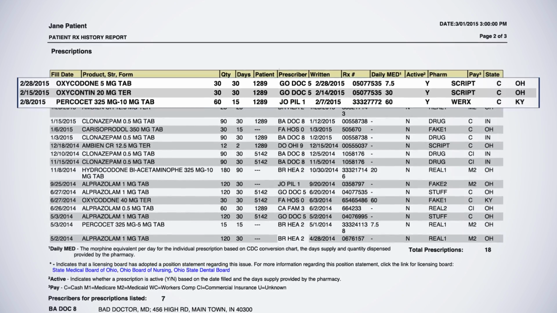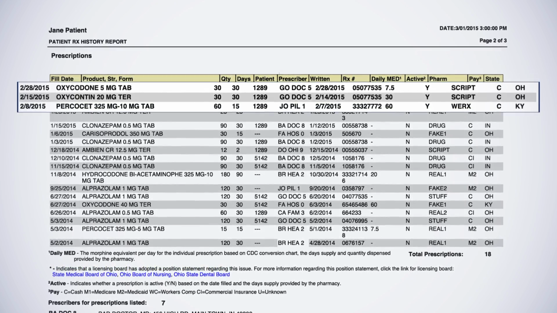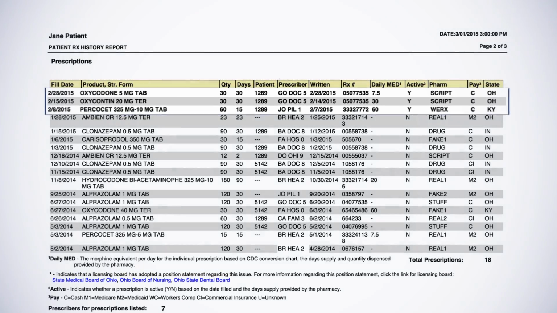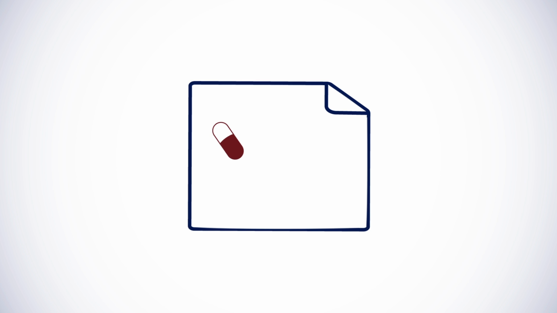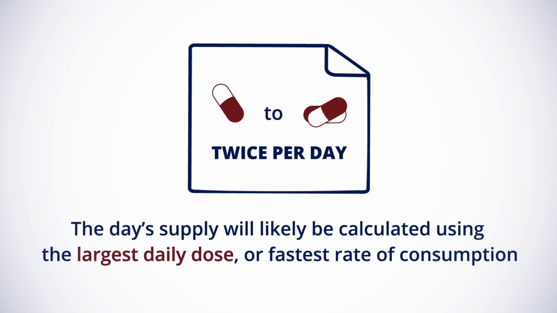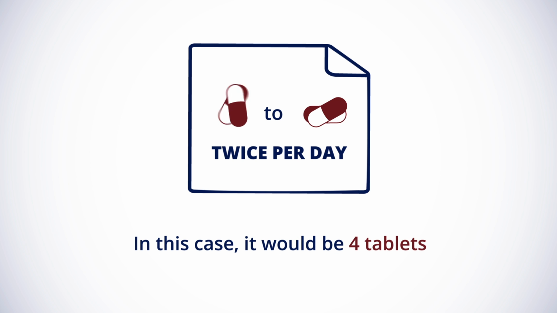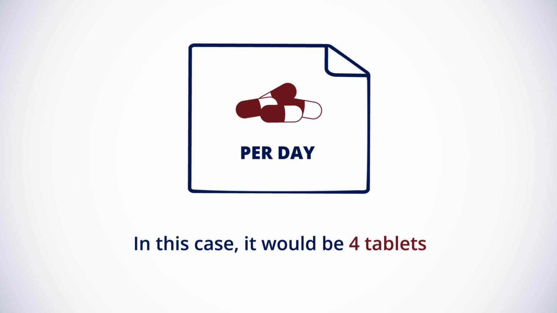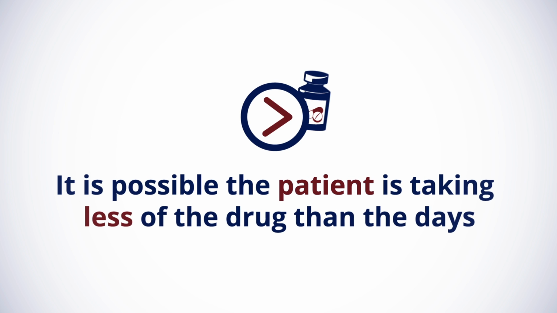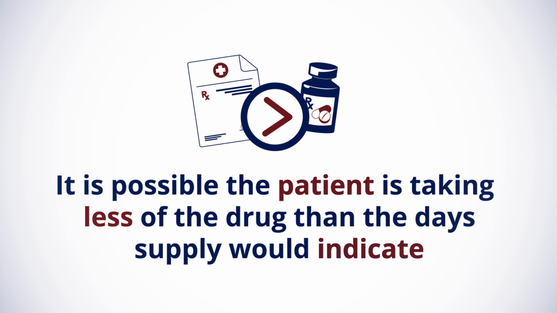It is very important to note the day's supply is calculated by the pharmacy based on the SIG, or the instructions provided by the prescriber. If the instructions include ranges, such as take 1 to 2 tablets twice per day as needed, the day's supply will likely be calculated using the largest daily dose, or fastest rate of consumption. In this case, it would be 4 tablets per day. This might mean that the patient is actually taking less of the drug than the daily supply would indicate.